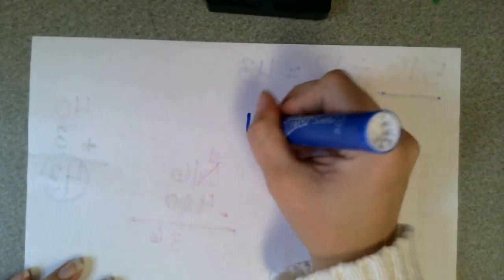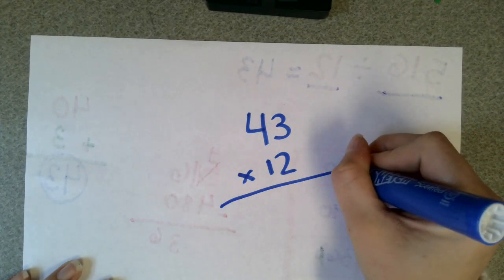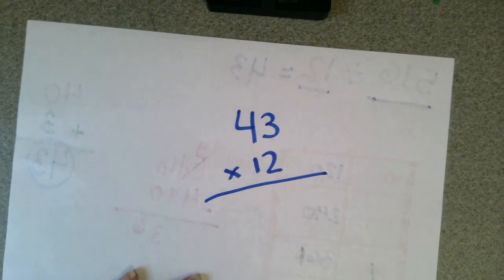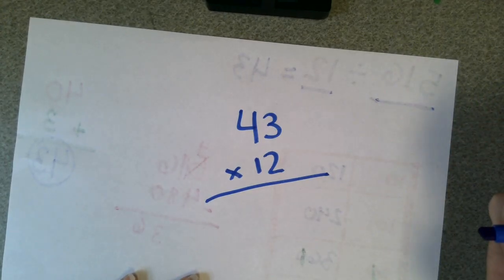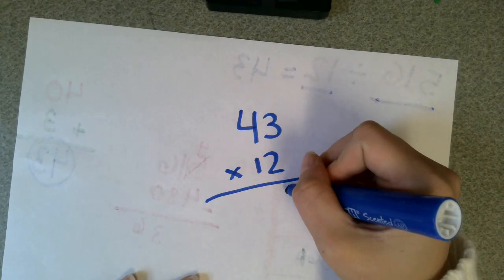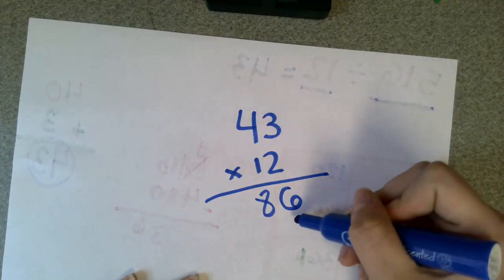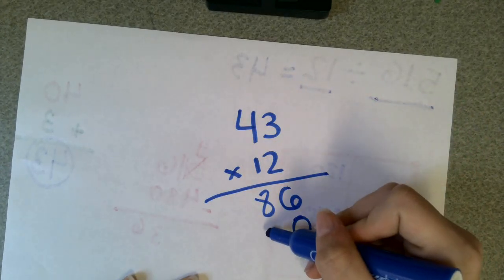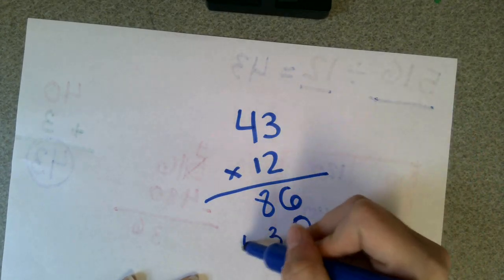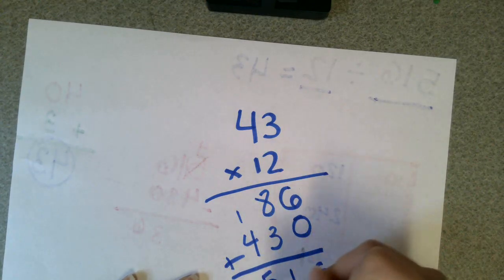If you wanted to check that, you could do 43 times 12, because we know that multiplication and division are inverse operations, meaning they undo each other. So I could do 43 times 12: 3 times 2 is 6, 2 times 4 is 8, add the 0, 3 times 1 is 3, 4 times 1 is 4, and then add those two together, and we get 516, which is what we started with.